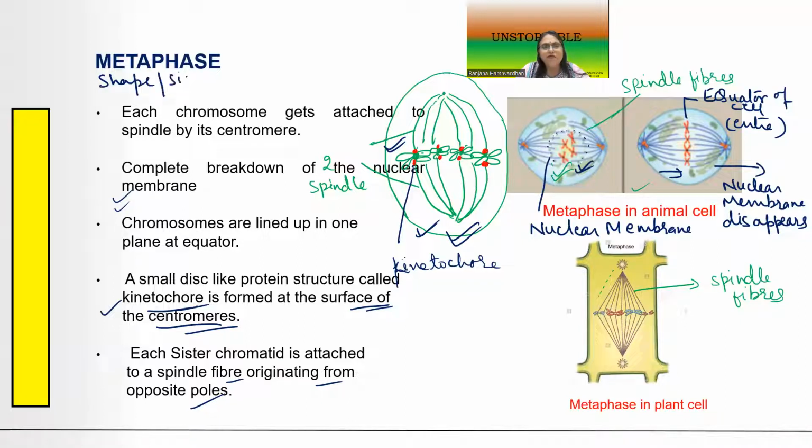Shape and size of the chromosomes are clearly visible. The shape and size of the chromosomes are clearly visible in the metaphase. What did we say in prophase? We said that I am able to locate chromosomes now. I am able to see chromatids now because the chromatin fiber has begun to condense.